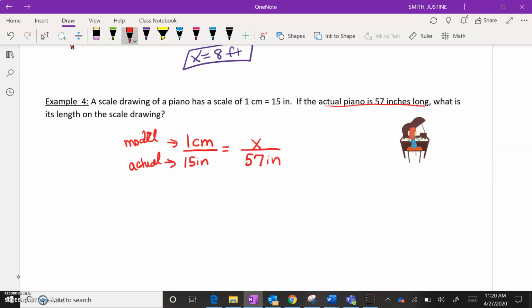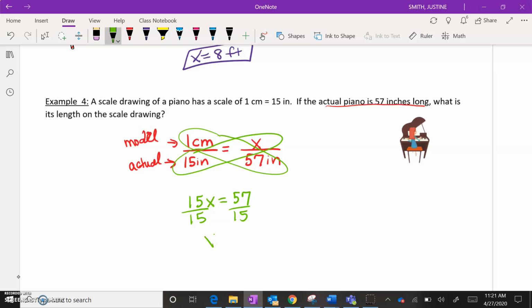Okay, so here, 15, I don't see how many times it goes into 57 easily, so I'm going to cross multiply. Okay, so I would get 15x is equal to 57, and then I would just solve by dividing by 15. So I would do 57 divided by 15 on my calculator to get x is equal to 3.8. And we want to use the same units that are on the top, so 3.8 centimeters.